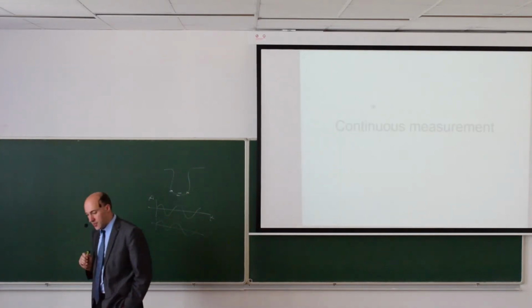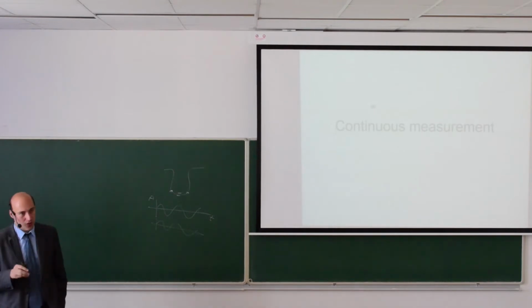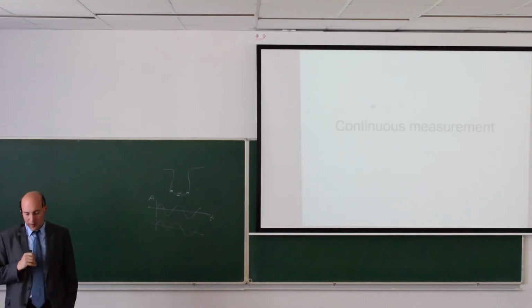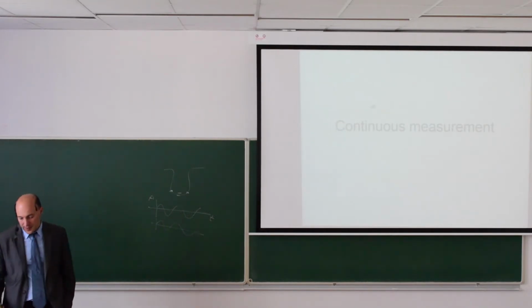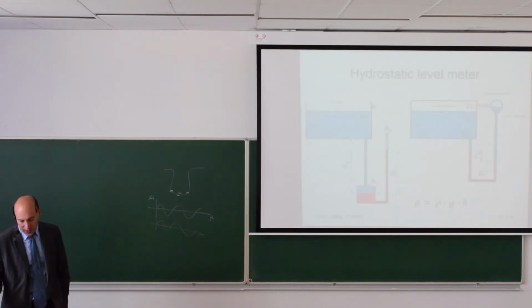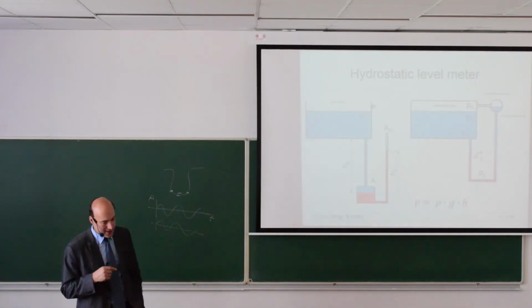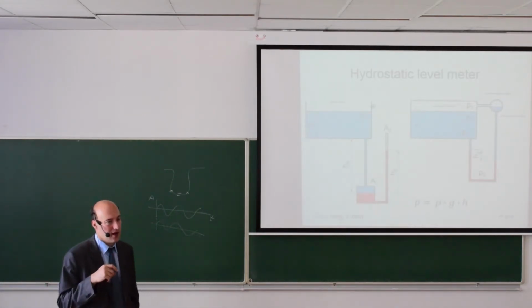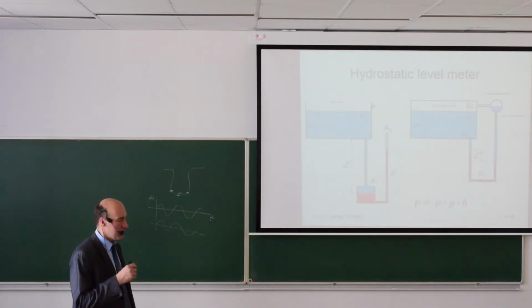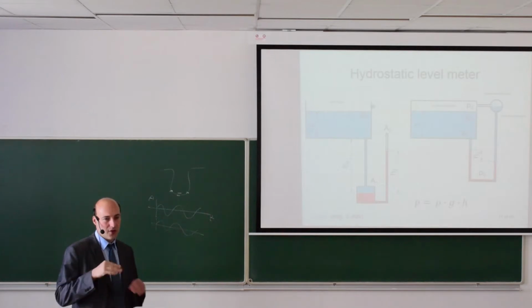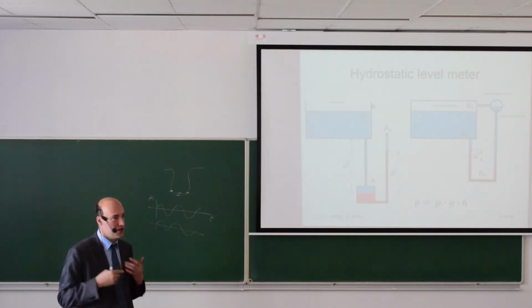Let's start with the continuous sensors. So those sensors will be able to give us a continuous information about the liquid level. The basic principle is a hydrostatic sensor. So we know that the hydrostatic pressure in a liquid depends on the density, on gravitational force, and on the height of the column that is above this sensor.